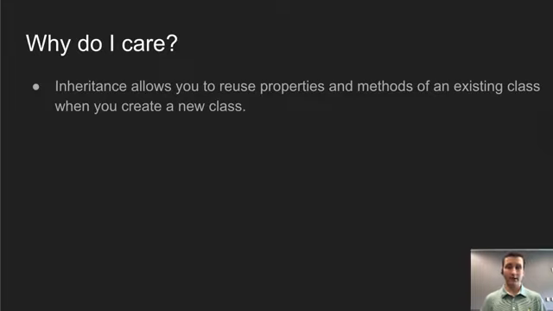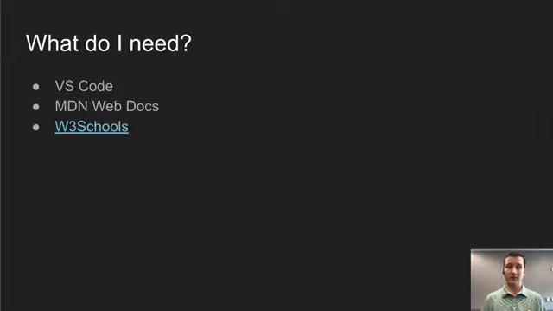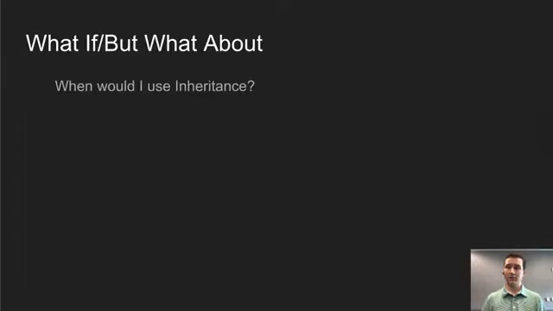Why do I care? Inheritance allows you to reuse properties and methods of an existing class when you create a new class. What do I need? VS Code, Mozilla Developer Documentation, and W3 Schools. What if, what about? When would I use inheritance?